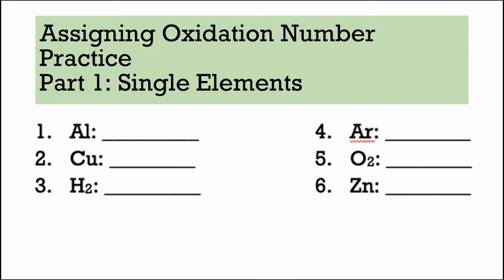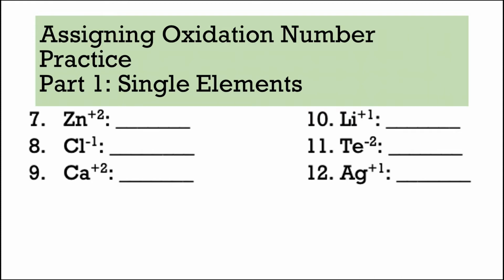I'll do half and then you do half. So all these elements are by themselves. Anytime you have an element by itself, its oxidation number is 0. For number 2, it's by itself, it's 0. For number 3, even though it's H2, it's still one element, so it's 0. So all of these have an oxidation state of 0.